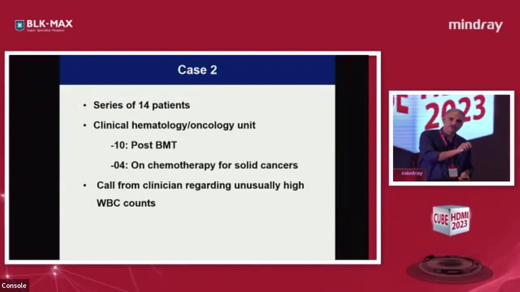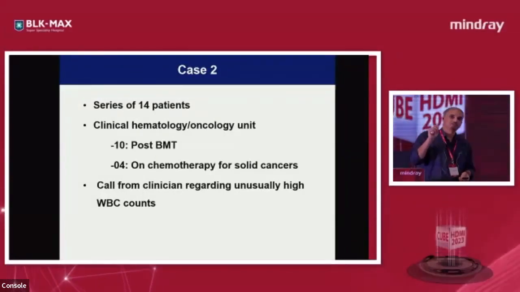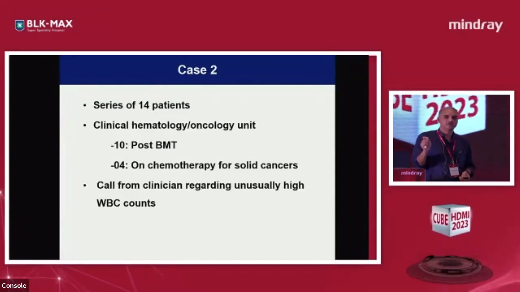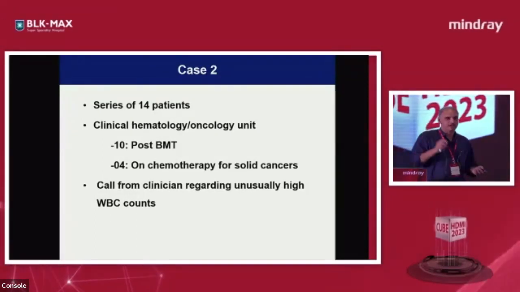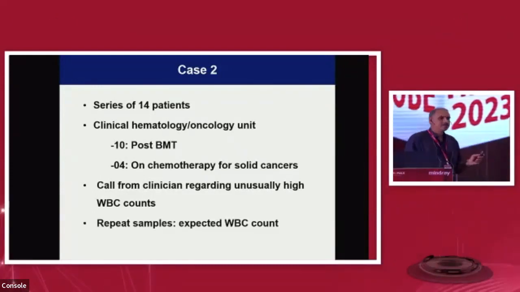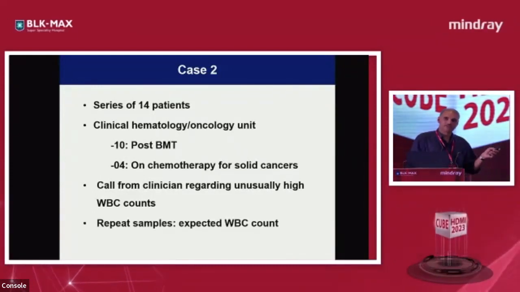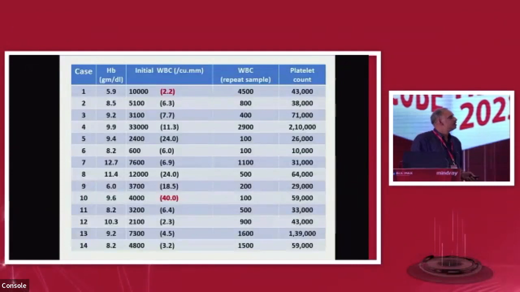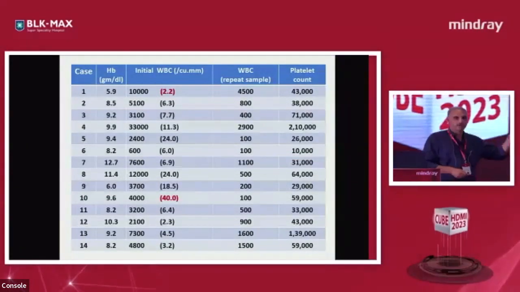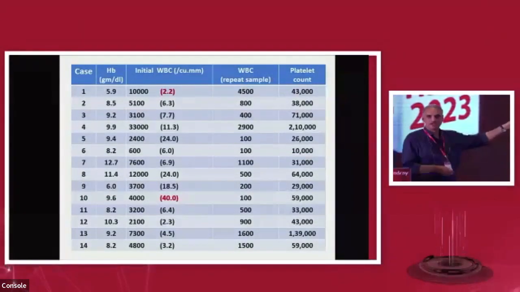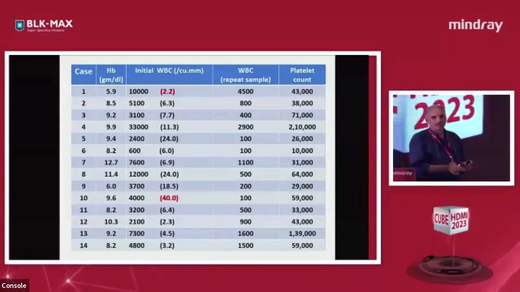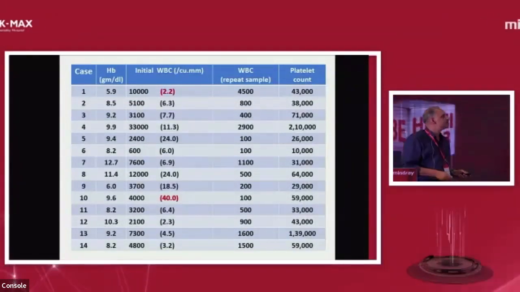Yesterday reported 200, today it is 14,000. Yesterday was 100, today it is 3,000. BMT patients do not recover like that. So when we asked for repeat samples, we got expected counts. And I'll be honest, we did not pick this phenomenon till about our 5th or 6th case. Till that time, we just corrected the count and gave it. And after that, we started noting a pattern.